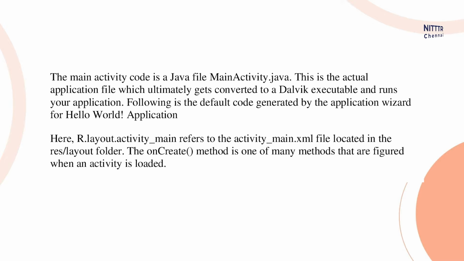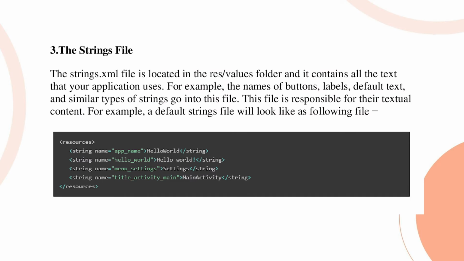Here R.layout.activity_main refers to the activity_main.xml file, which will be located in the res section in the layout folder. The onCreate method is one of many methods that are fired when the activity is loaded. Then third one is about the strings file. The strings.xml file is located in the res section in the values folder, and it contains all the text that your application uses, for example, the names of the buttons, labels, default text and similar types of strings.